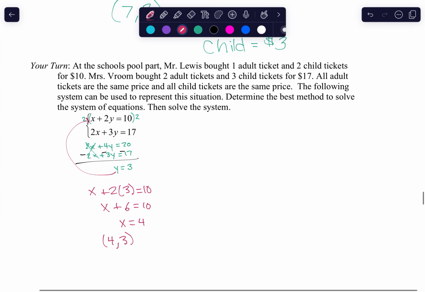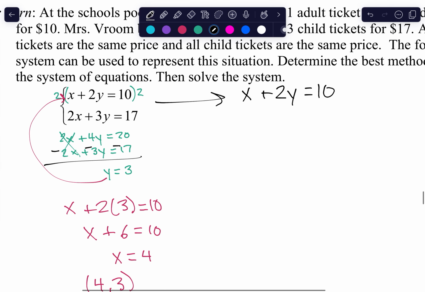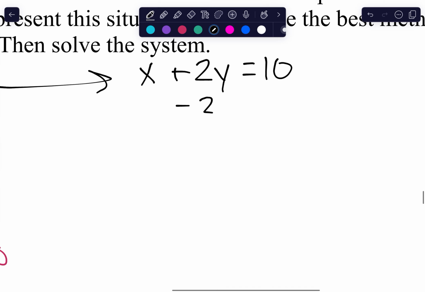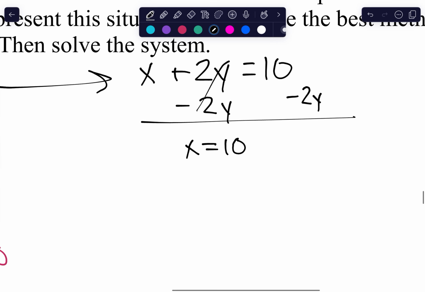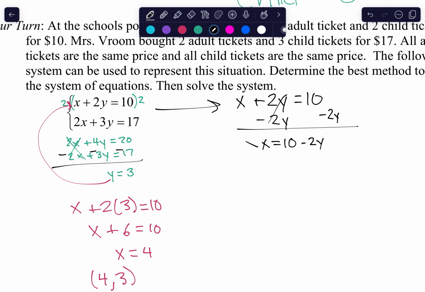All right, but say you wanted to solve this using substitution. Well, for substitution, my top equation, x looks easier to solve for. So that's what I'm going to do. So I'm going to subtract 2y from both sides. So x is equal to 10 minus 2y. And then everywhere I see x in my second equation, I'm going to plug that in.